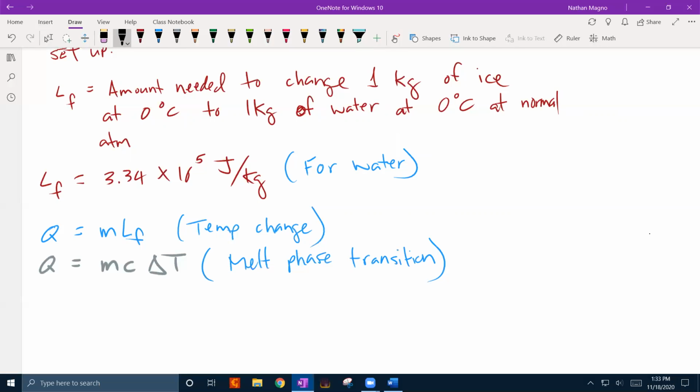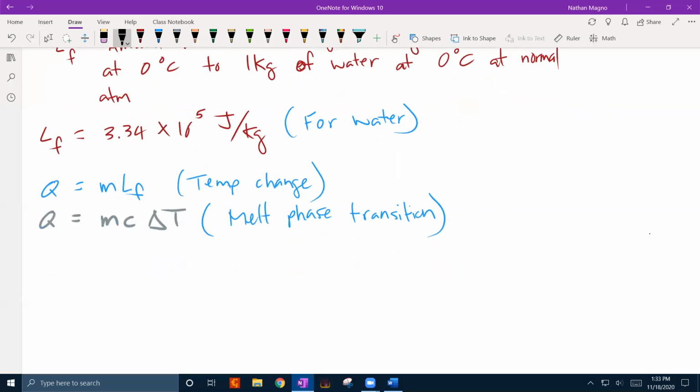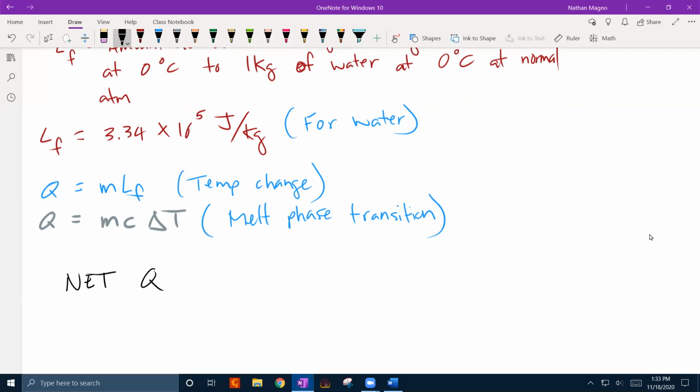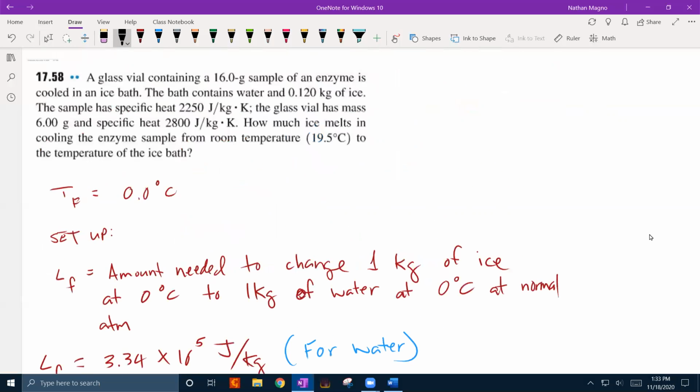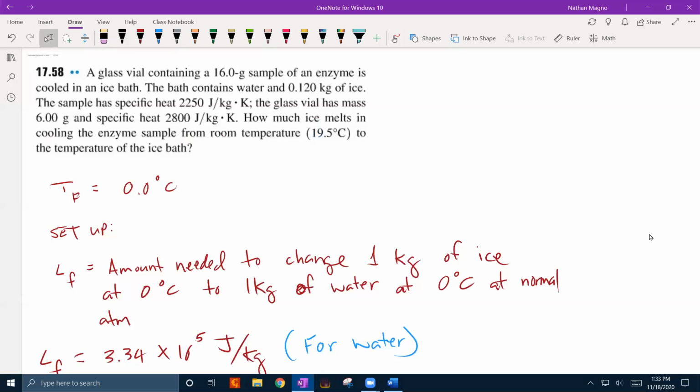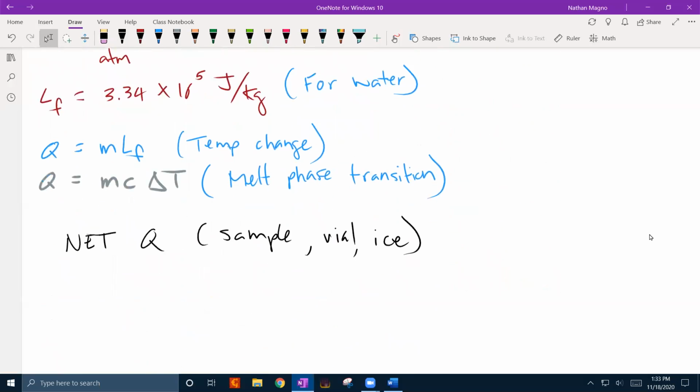So now this is the important part, the setup. If you get the setup right, you're going to get most of the points, I feel. So what we want to find out is the net heat of the system. So net Q, put that for now. And I'll put sample, vial, and ice. And let's not forget our goal of the problem. So we want to find how much ice melts in the cooling of the enzyme. So basically, we're looking for how much water melts, so the mass. We're going to have to isolate M at the end of the day, the mass of the water.